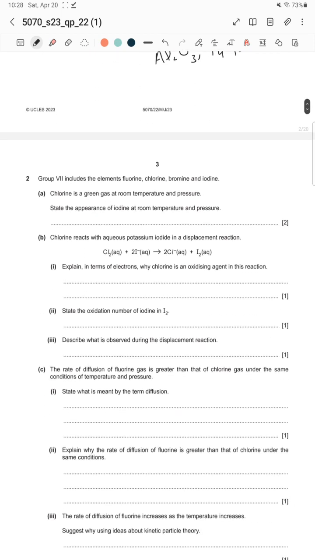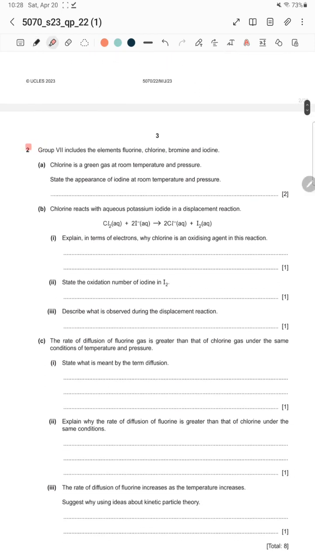Now moving on to question number 2. Group 7 includes the elements fluorine, chlorine, bromine and iodine. This question is from the chapter periodic table. Chlorine is a green gas at room temperature and pressure. State the appearance of iodine at room temperature and pressure.